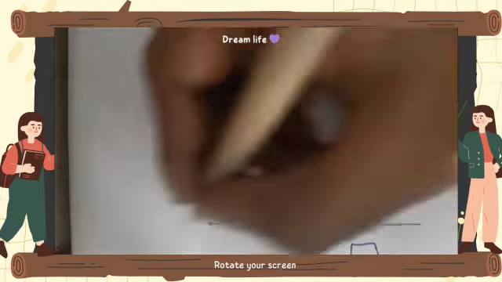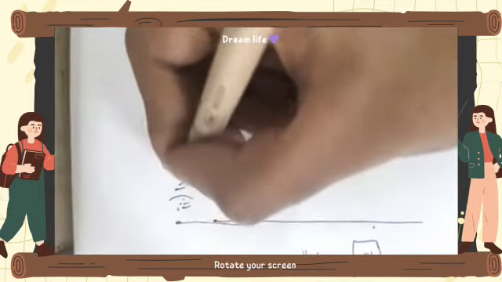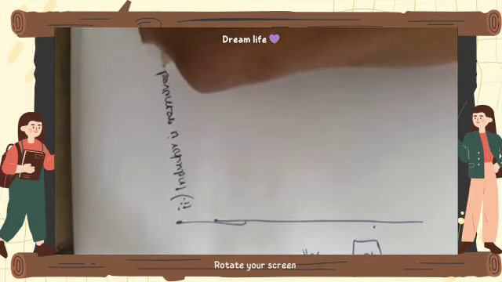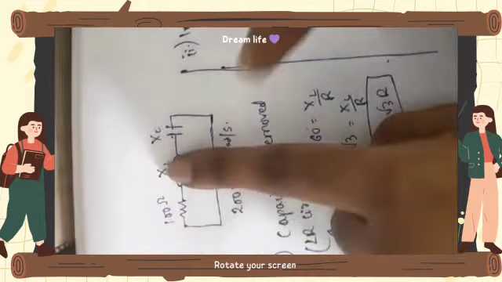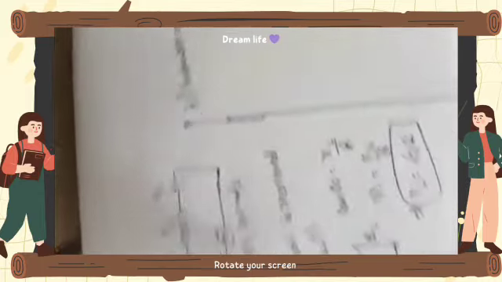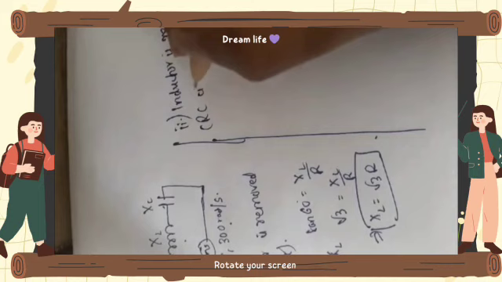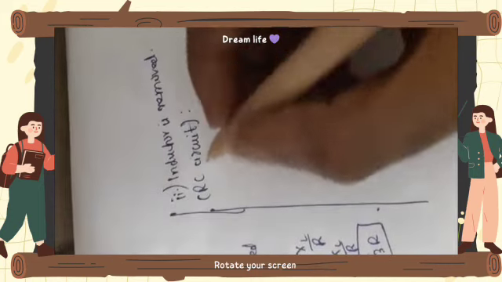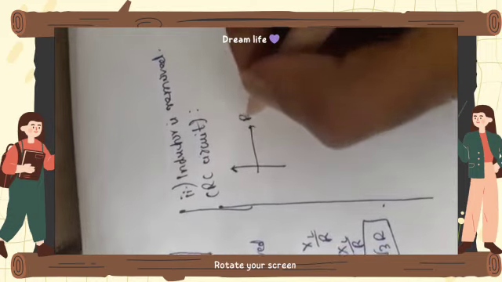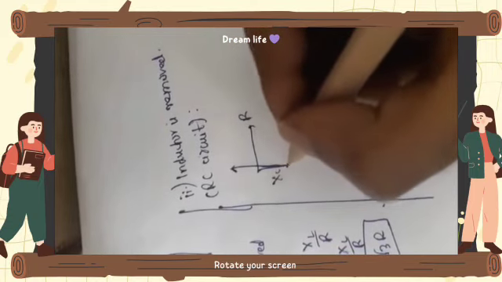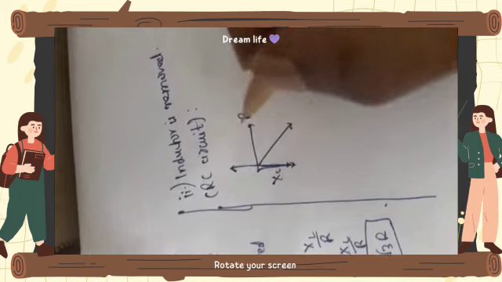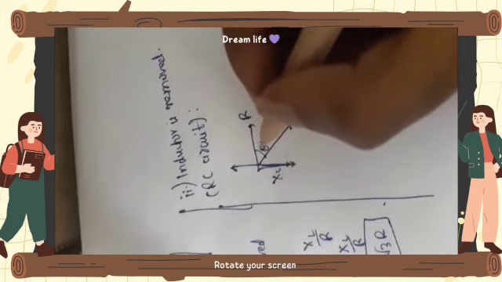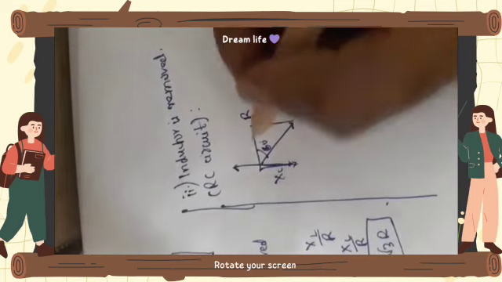So in the second case, the inductor is removed, and when the inductor is removed, this becomes an RC circuit. So we know that in an RC circuit, here is R and the XC is in the downward direction, and the resultant is like this, and it is also given that the current leads the voltage by 60 degree, and that's the phase difference. So this is the 60 degree, and this is XC, and this is R.